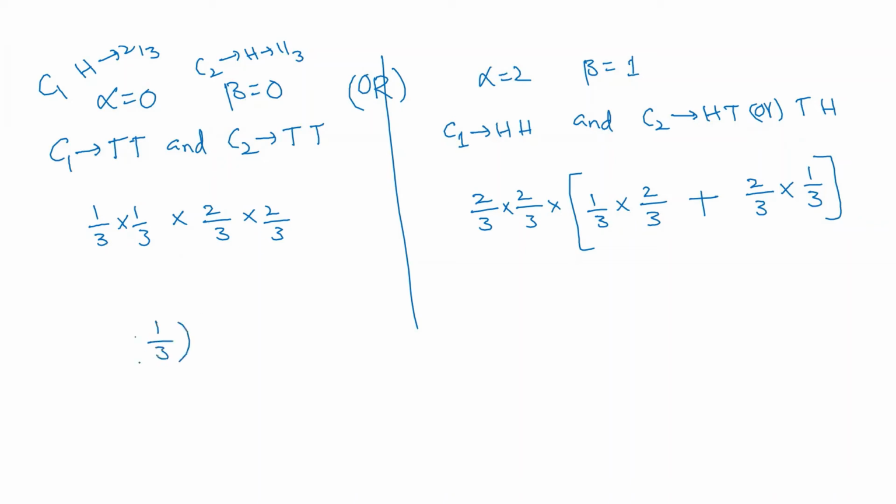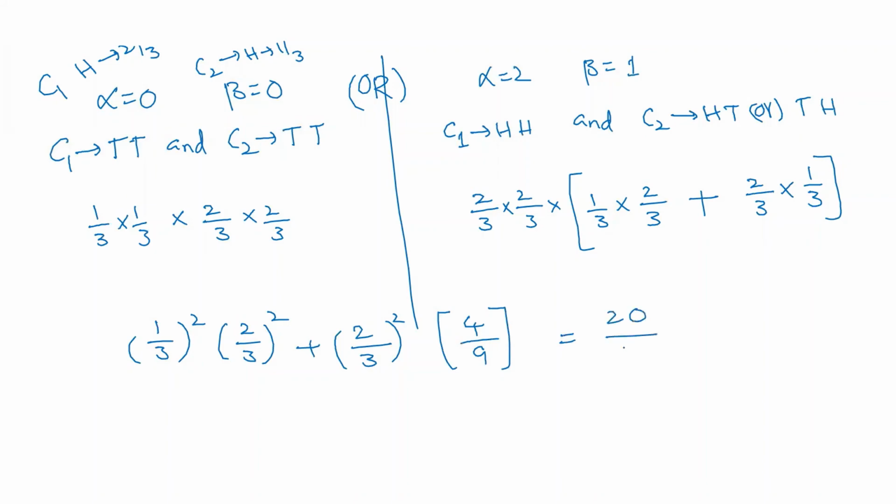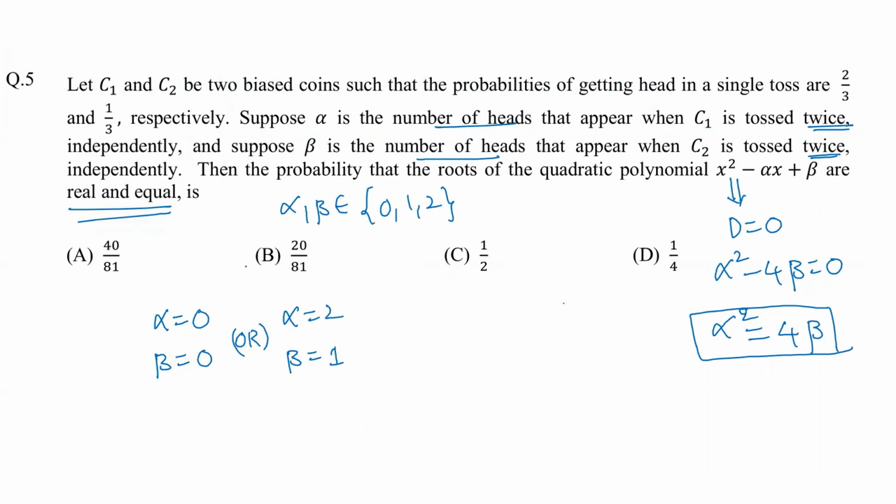So that is 1 by 3 whole square into 2 by 3 whole square, plus 2 by 3 whole square multiplied with this one, which is going to be 2 by 9 plus 2 by 9. So that will be equal to 4 upon 9. And if you simplify this, we are going to get the final answer as 20 upon 81. So 20 upon 81 is going to be the answer for this question, so option B will be the answer.